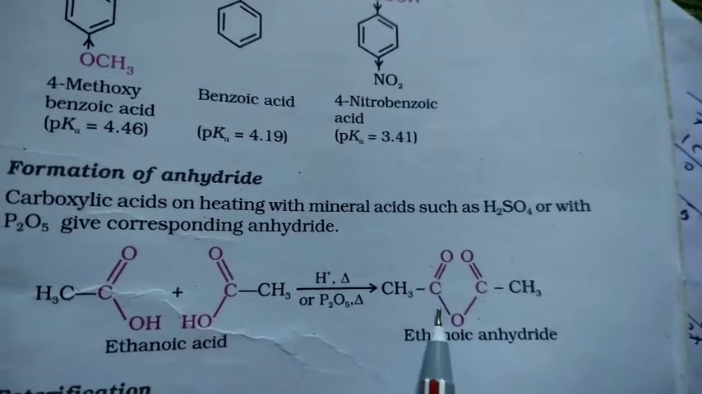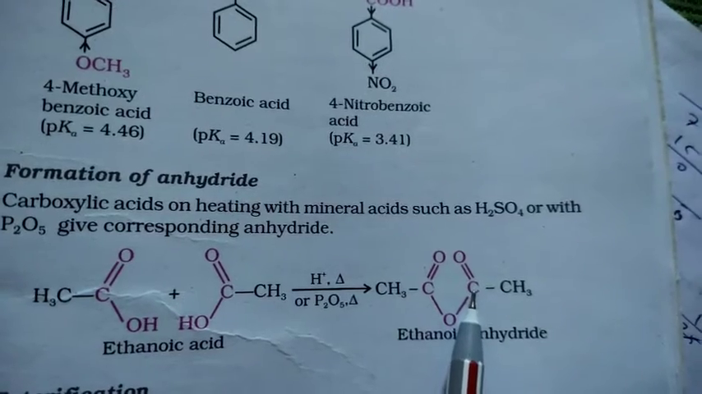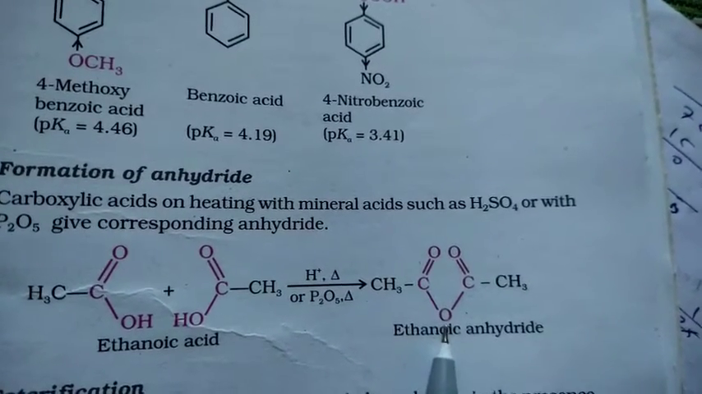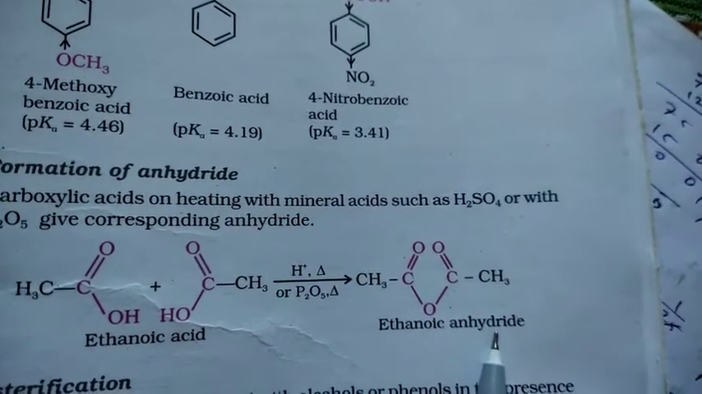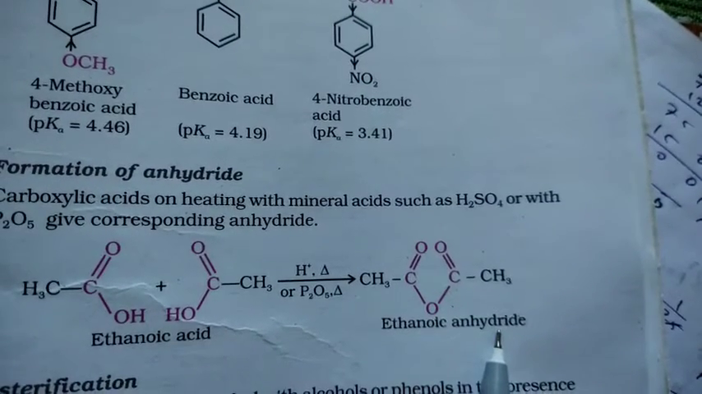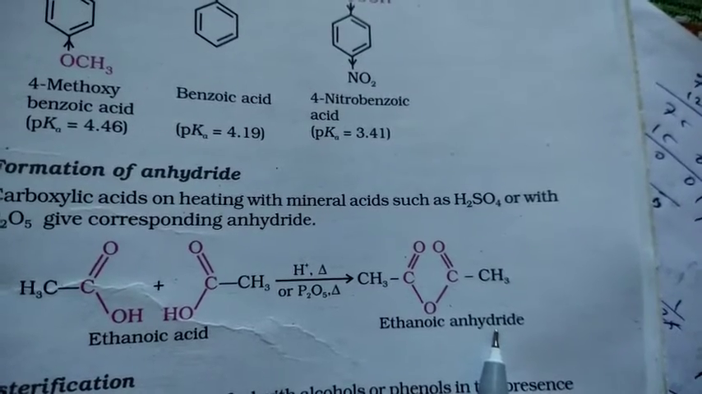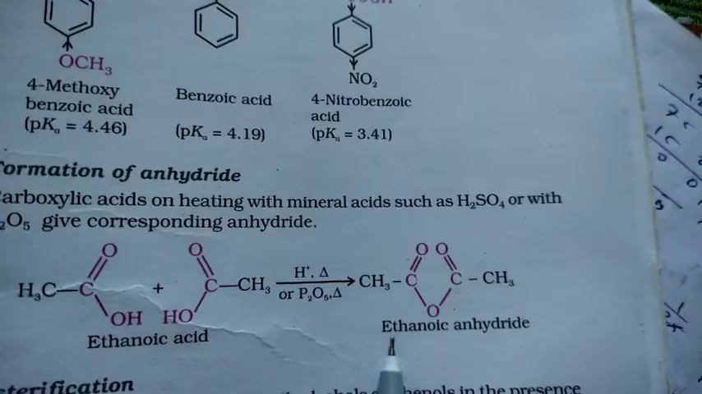So the 2 carbons from the 2 ethanoic acid molecules will be connected with the one single oxygen atom that is left. So this is ethanoic anhydride. In the last class, or in the last to last class, we have discussed the structure of anhydride. So I hope this is clear to you all how we have got the ethanoic anhydride.